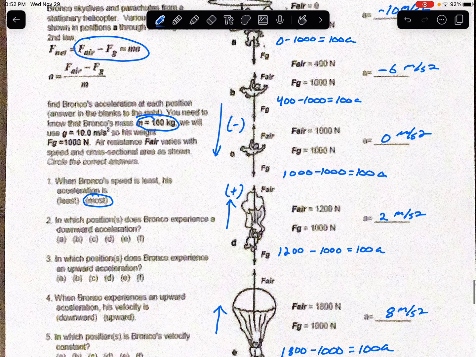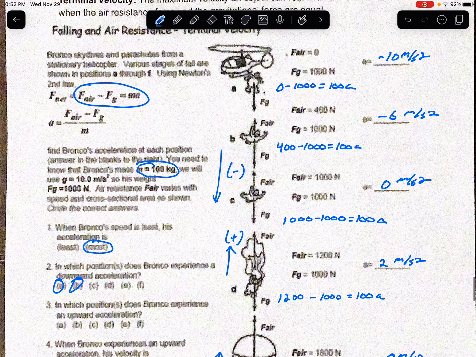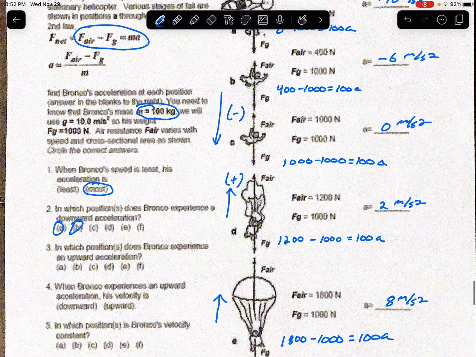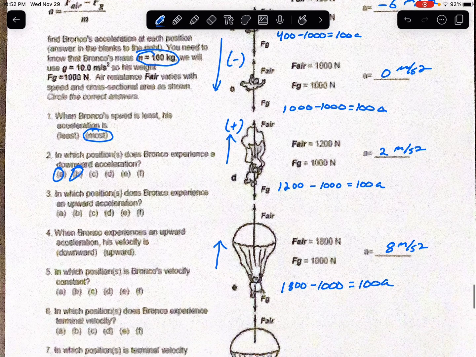In which position does Bronco experience a downward acceleration? Anytime it's going down. So in this case, down would be A and B because you had a negative acceleration. In which position does Bronco experience an upward acceleration? So when is it trying to slow you down in the up direction? Well, that was D and E.